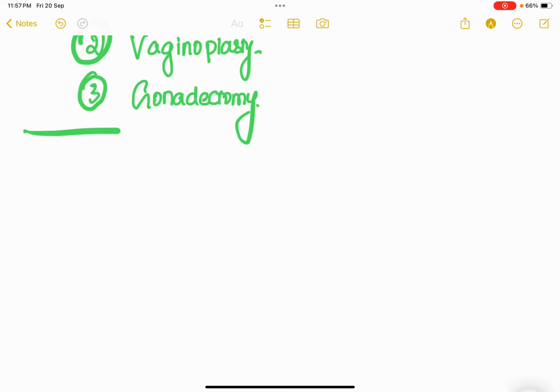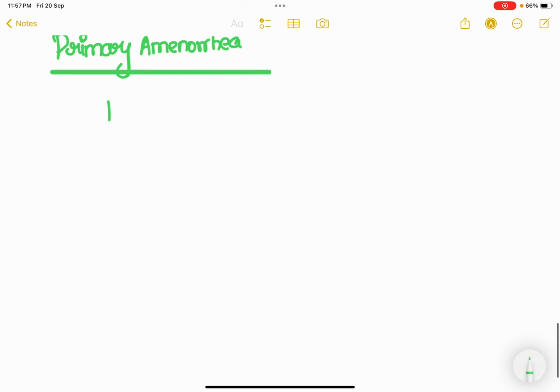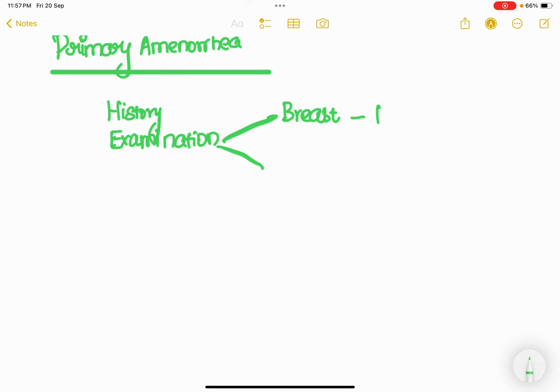So ideally keep in mind that whenever a patient complains of primary amenorrhea, you're going to do history taking. A detailed history has to be taken, followed by examination with the patient's consent. In the examination, you're going to look for breast development. In patients of both complete and partial androgen insensitivity syndrome, the breast development is going to correspond to Tanner stage 4 and 5. When examining the external genitalia, it is going to be female external genitalia.